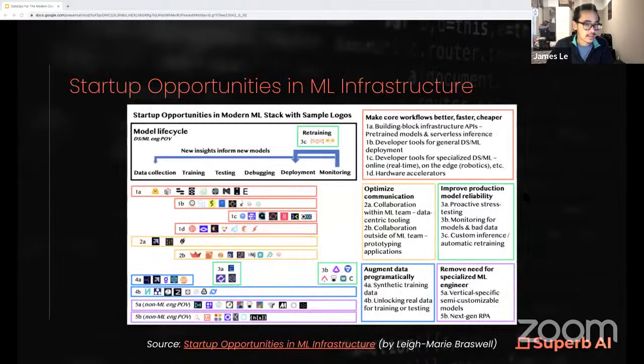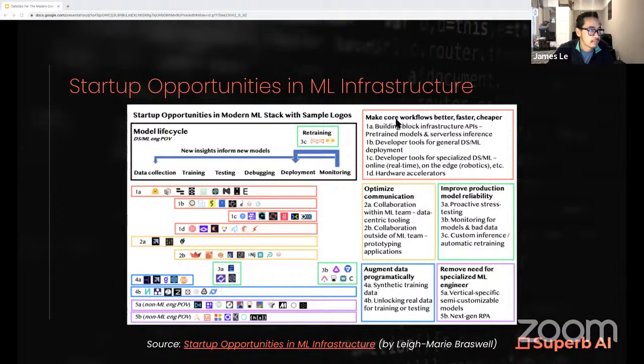And with that, I also want to put this final slide here, which showcases the different startup opportunities in the machine learning infrastructure ecosystem. This diagram broadcasts some of the types of ML infrastructure companies divided into five major categories.